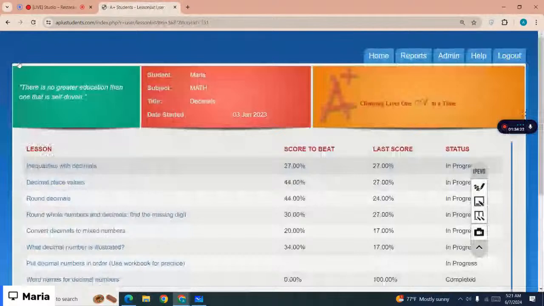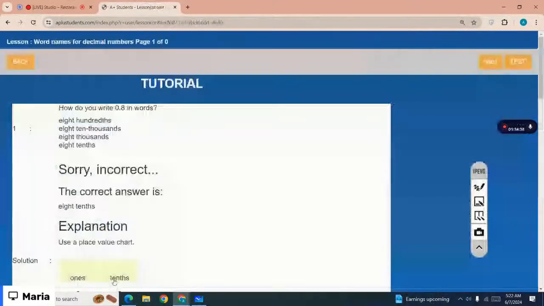Word names for decimal numbers. Let's just start with the next lesson. Word names for decimal numbers. How do you write 0.8 in words? 800ths, 8,000ths, 8 tenths, which is the correct option.